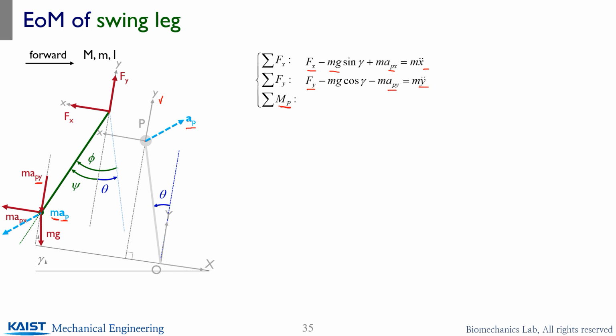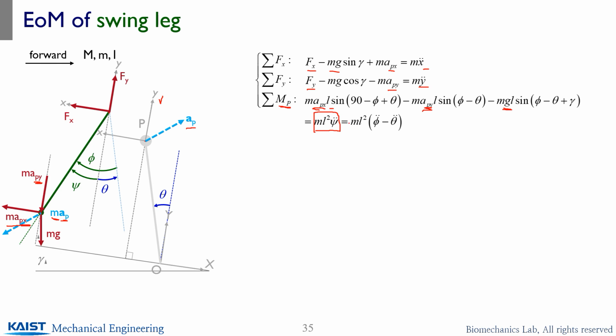I'm going to set the moment equation with respect to the pelvis P, so I just have to consider the moment by the m AOPy and x components of inertial force, and then gravity. So I have 3 terms, m AOP, and there's a cross product with L. I just express it with all the sine, cosine components, the m AOPy moment components, and then the mg moment components, which will result in angular momentum change, m L squared psi double dot. And as I said before, I can express psi double dot in terms of theta double dot and phi double dot.